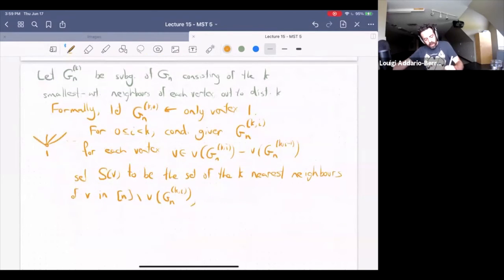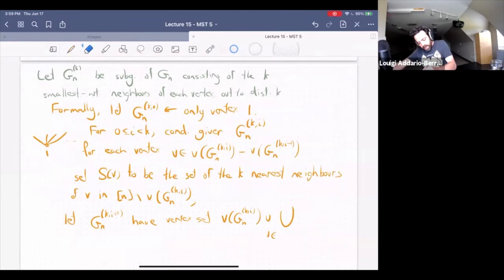And then we'll let G_n^{k,i+1}, that's adding the next layer, have vertex set the vertices of G_n^{k,i} plus all these new vertices. So we have to add these sets S_v for each v in G_n^{k,i} minus G_n^{k,i-1}, so the current kth layer.